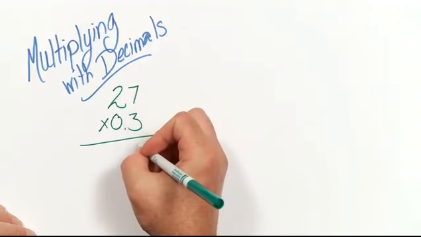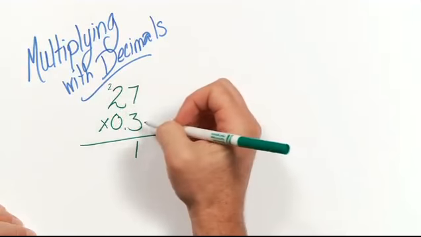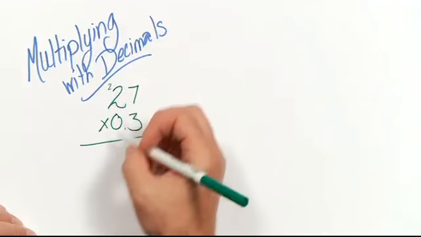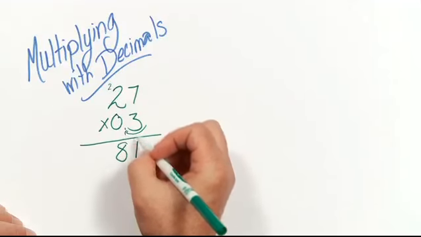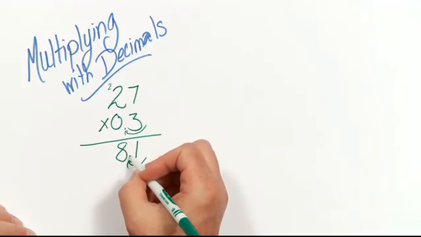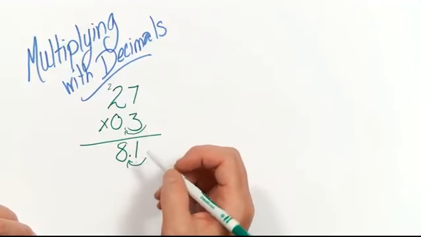So 3 times 7 is 21. They do the little magic, carry the 2 up there. 3 times 2 is 6, and 2 more is 8. And then you count the decimals and you place it here. And there are variations on this. Some people say to estimate and put it here.